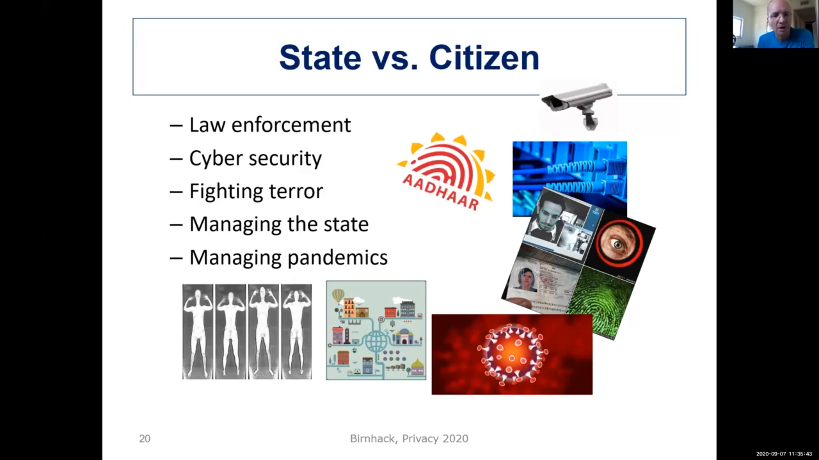We all know that. Now, all of this, taken into legal language, are legitimate aims, legitimate purposes. We would like our state, whether it's Israel, the United States, India, or any other country, we would like our government to be able to have law enforcement, cybersecurity, to fight terror, etc. So we are interested in all of that, but obviously that requires collecting and processing a lot of personal data. And that obviously raises issues of privacy.